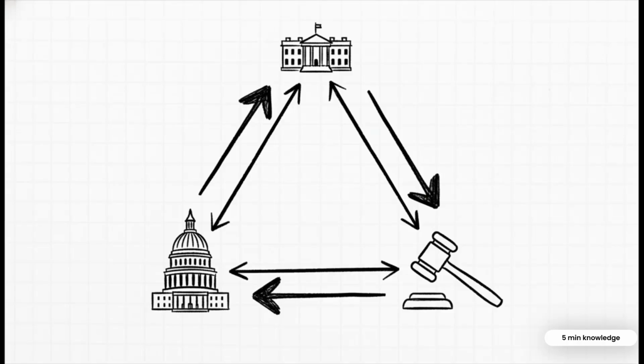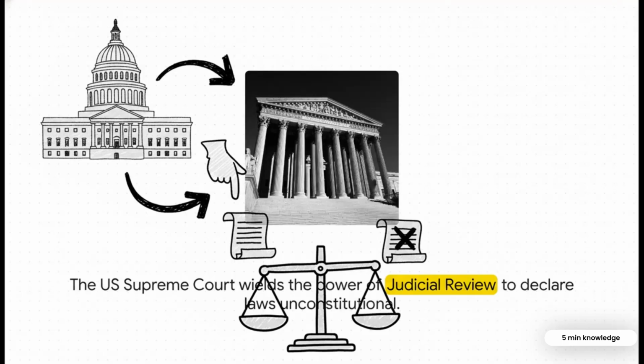Now, this separation is completely deliberate. The framers of the US Constitution were really worried about concentrating too much power in any one place. The result is this incredibly complex dance of checks and balances, where the executive, legislative, and judicial branches are all designed to limit each other's power. And a perfect example of this is judicial review. Think about this for a second.